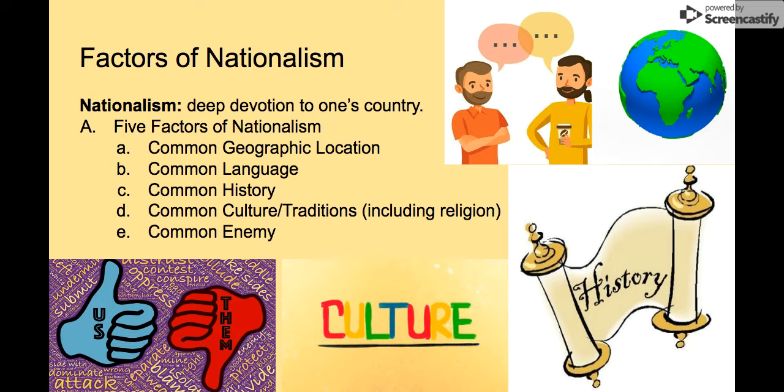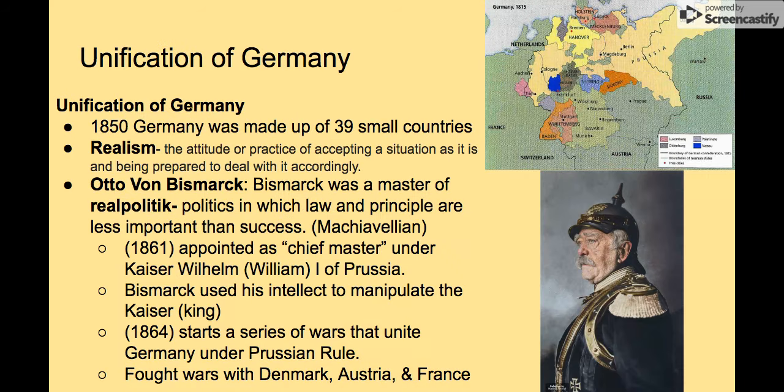And then last but not least, a common enemy, someone who we can join together to fight against because we both don't like them. Now, you don't always need all of these factors for nationalism, but when you have all 5 present, especially that last one of a common enemy, it can be a very, very uniting force for a group of people.